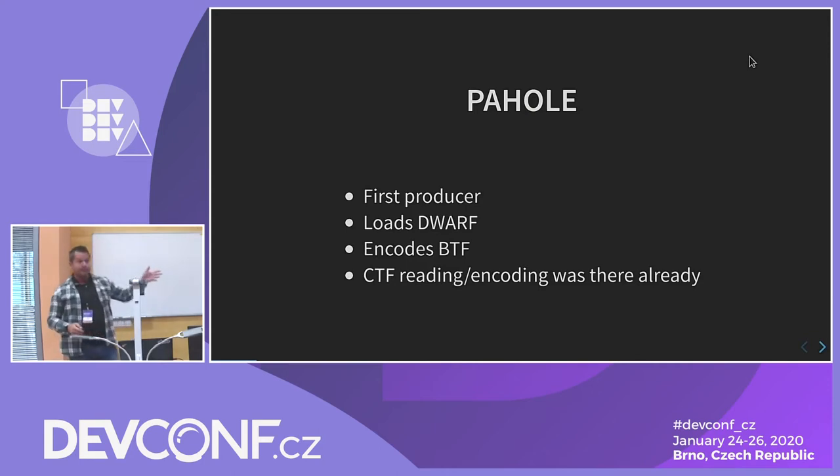It loads DWARF, which is what GCC generates as debugging information for the Linux kernel, and encodes BTF. So there is an internal representation: we first convert DWARF to this representation, and then generate BTF. In the past, I added support for CTF, which was used for DTrace, a long time ago. And nowadays, that code was retrofitted to generate BTF.